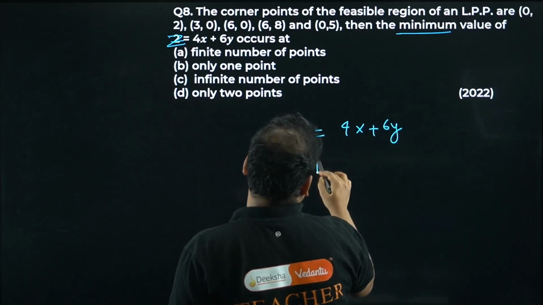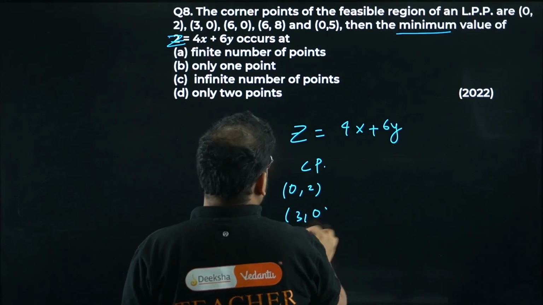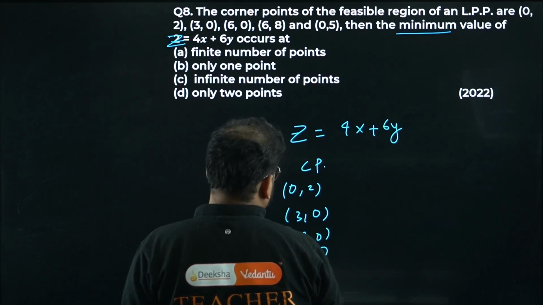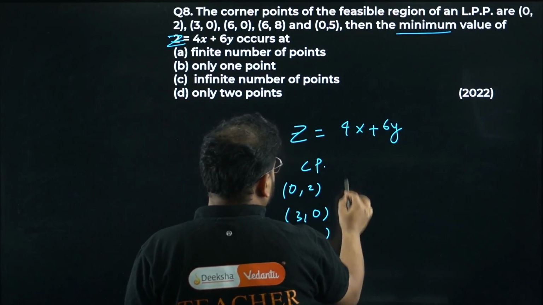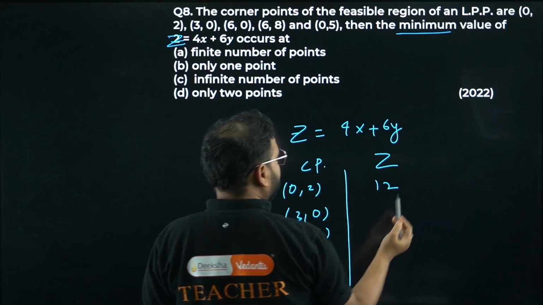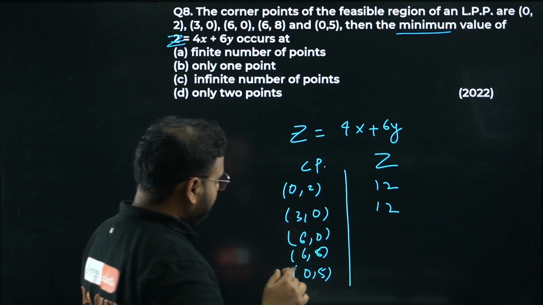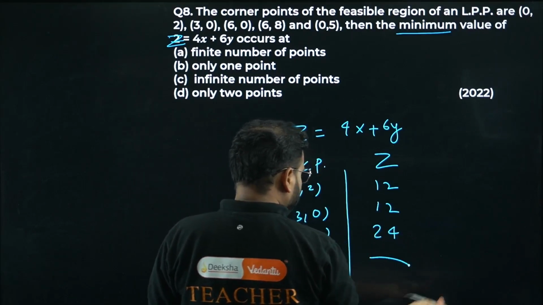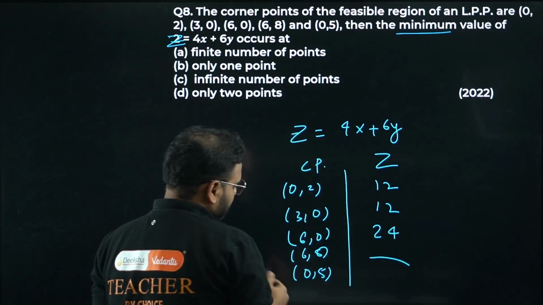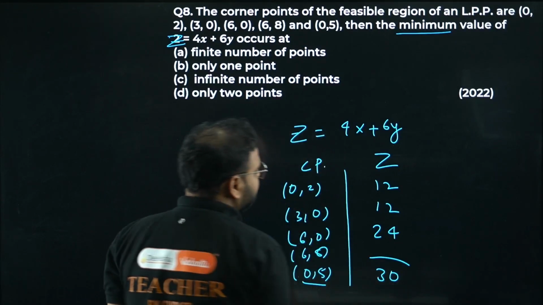So let's find this. We have all the corner points, right? We have (0, 2), (3, 0), (6, 0), (6, 8) and (0, 5). Let's identify the Z value on these points. (0, 2) means 4 times 0 plus 6 times 2, I get 12 over here. (3, 0) means 4 times 3 is 12 and again 0, so 12 I get one more time. 6 times 4 is 24 on this side. Something bigger will be coming over here. And (0, 5), so I'll have 30 now.